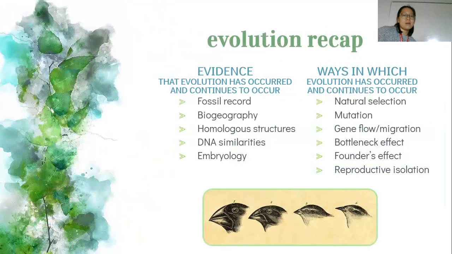So as an evolution recap, I want to talk about the fact that we have the evidences, which are fossil record, biogeography, homologous structures, DNA similarities, and embryology. And the methods or mechanisms by which evolution occurs are natural selection, mutation, gene flow, or migration, bottleneck effect, founder's effect, and reproductive isolation.